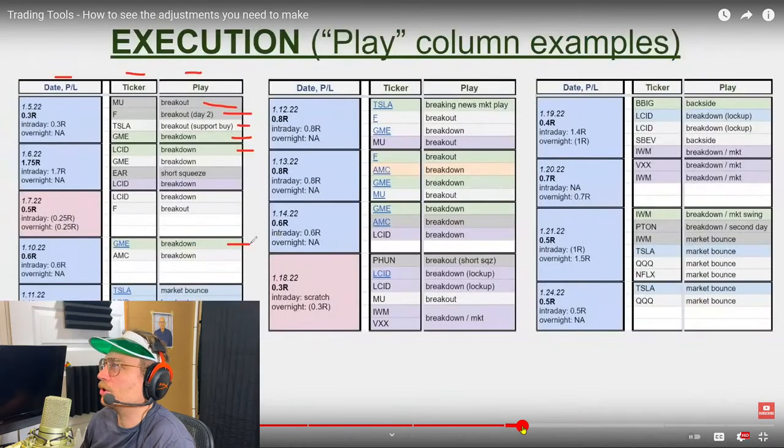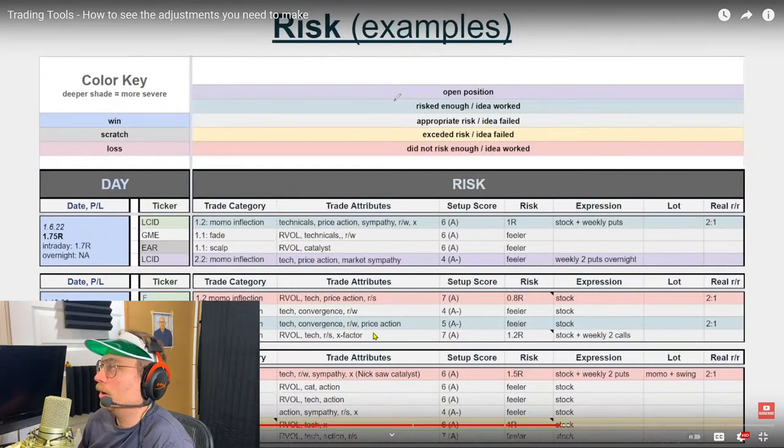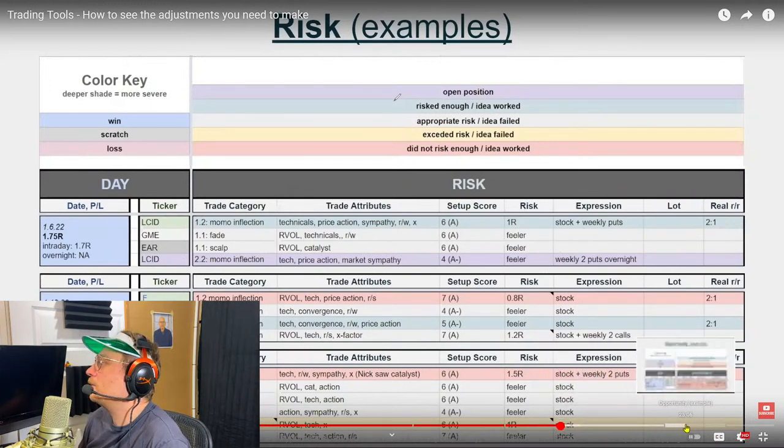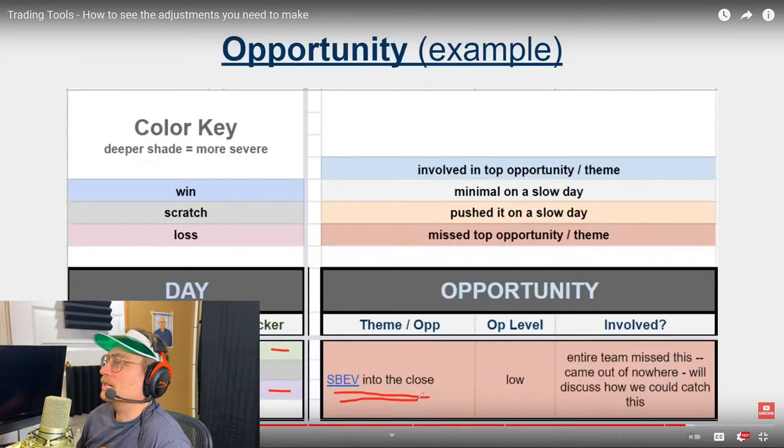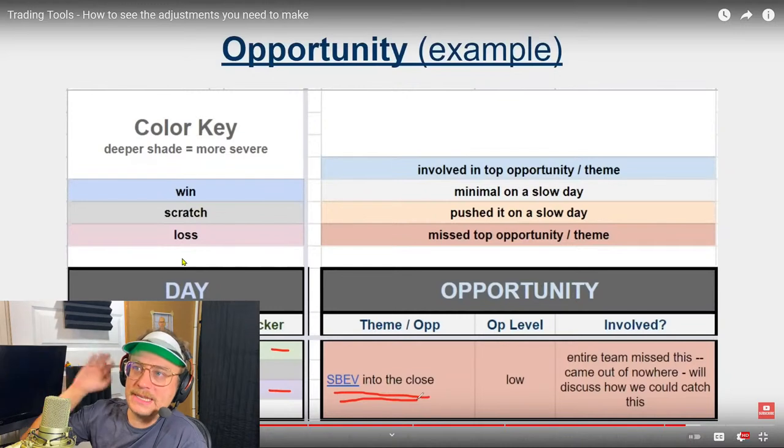This video is so good. And then he talks about the plays, all that. This is a solid video. Trade category, the ticker, the setup score, A-minus, risk, expression, all sorts of things. And he breaks down all of the little sections. I'm glad that this video came out recently. Watch this. This should give you a good idea of how to trade tag. You don't need to go in depth like this.